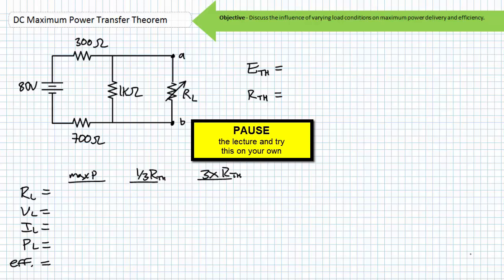Additionally, determine the voltage drop across it, the current through it, and the power dissipated by it at conditions when RL is 1/3 of RTH, and again at 3 times RTH. Calculate efficiency at all 3 load resistance conditions. If you've got access to spreadsheets and graphing software, you may want to try and plot a couple values out and get a feel for what the voltage, current, power, and efficiency curves look like.